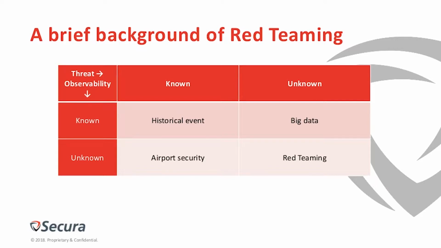Airport security is a known unknown. We know the threat, people smuggling bombs and guns, but we don't know who's doing it or which ones are doing it, so we have to monitor everybody to pick that out. And then the unknown unknown is red teaming. That's what red teaming is for. It's trying to figure out what threats can affect our organization, and then what we can do to see those threats and catch them.